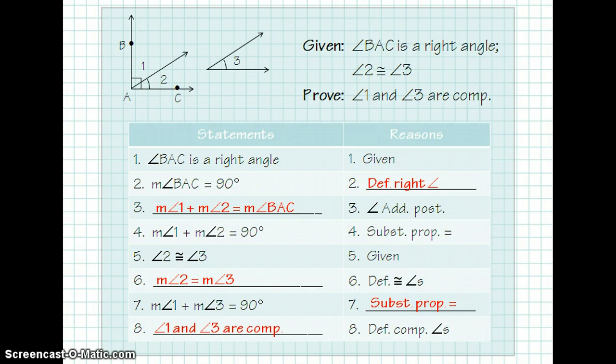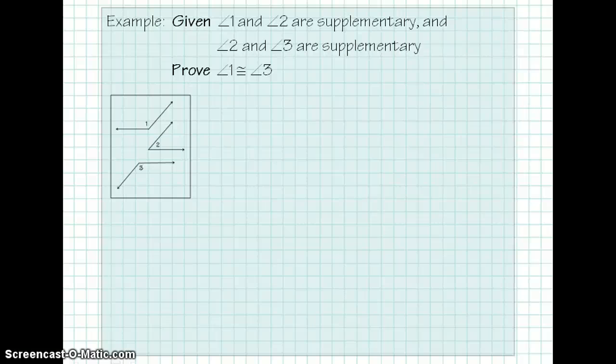Okay. Now I know that was a bit long. When we get to class we're going to start off with just small proofs, but I wanted to give you an idea of what a longer proof looked like. Okay, so here's another example.